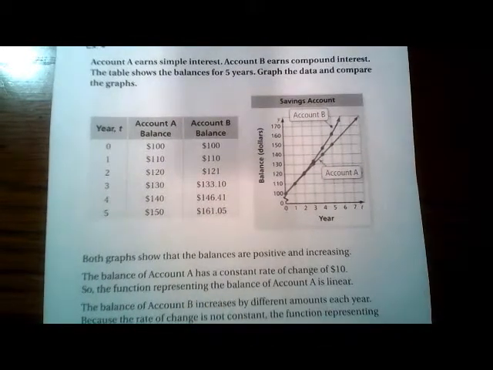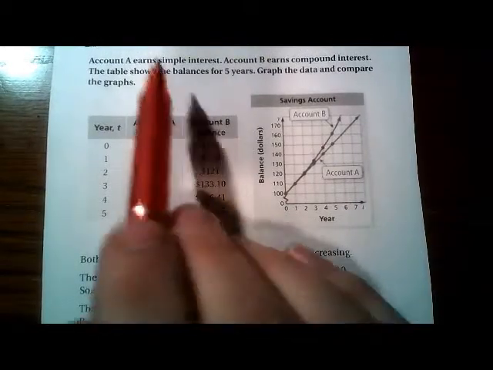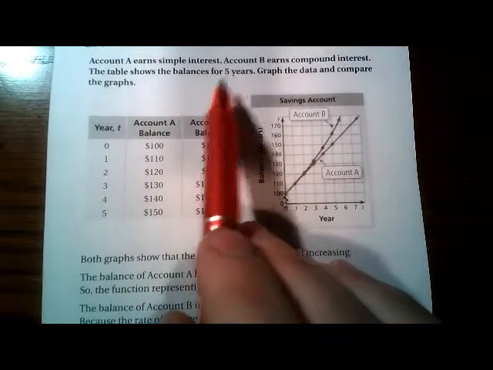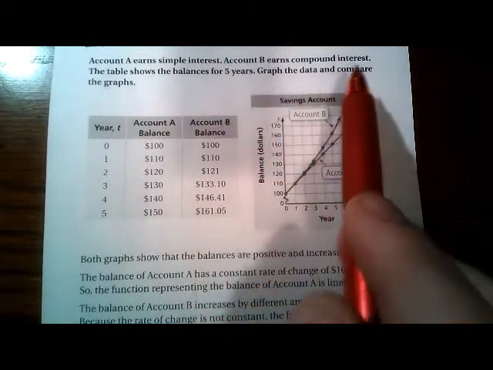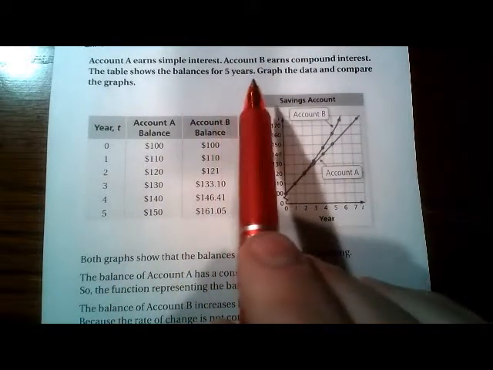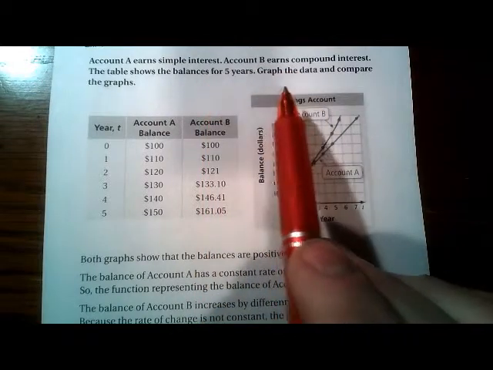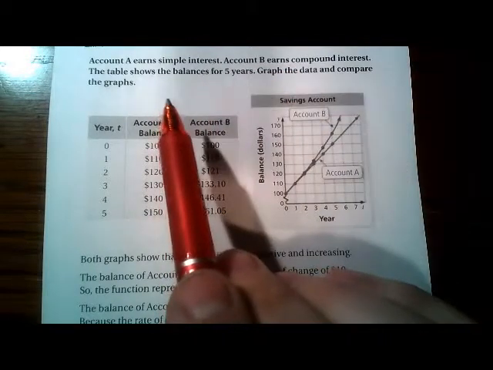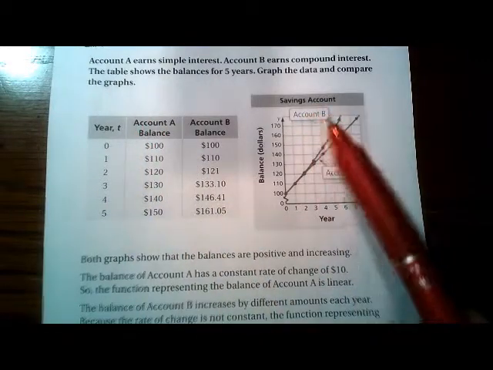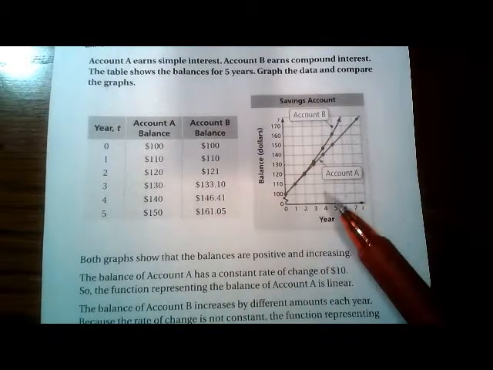So the question we're asked is, account A earns what's called simple interest. Okay. Account B earns compound interest. And the table shows the balance for 5 years for each type of account. And we're asked to graph the data and compare those graphs. Okay? So in the original question, you're not actually given this graph, you're asked to make it. Okay? But we're just going to talk about it.